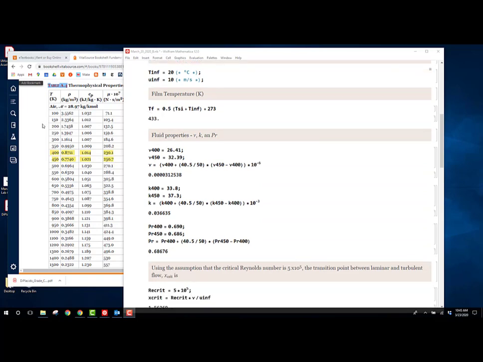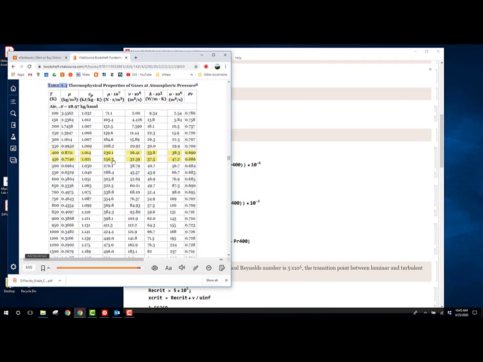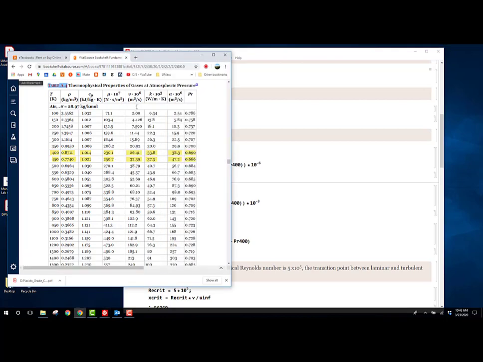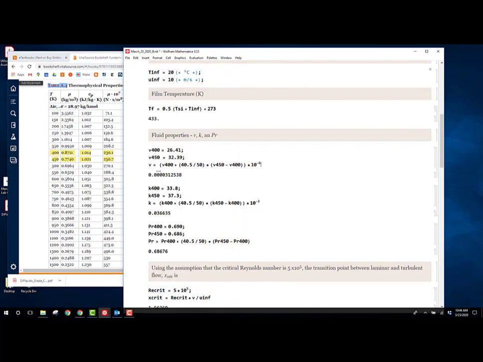So if I go over here to my properties of gases, in this case of air, I have rows for both 400 and 450. So as before, I'm just going to go ahead and interpolate, and for most of these problems we only really need the kinematic viscosity, the thermal conductivity, and the Prandtl number. So those are the three that I'm doing in regards to determining what these values are.